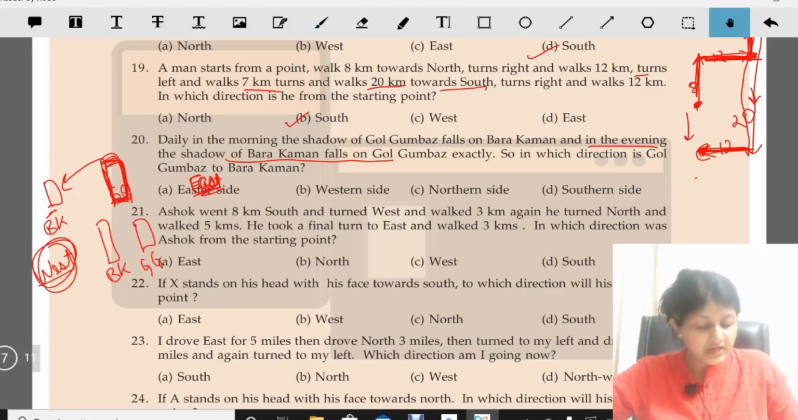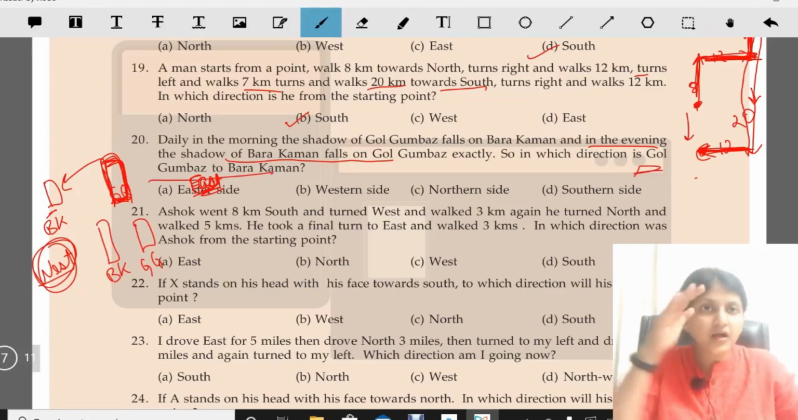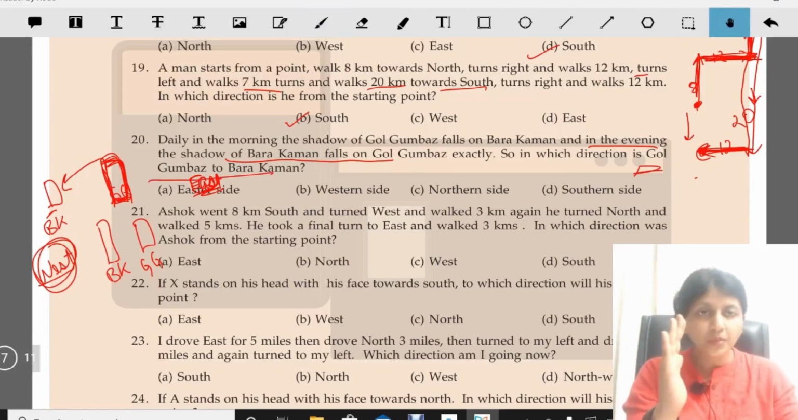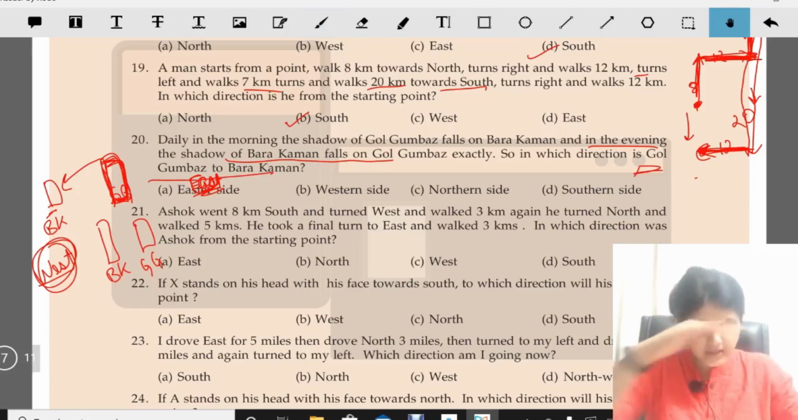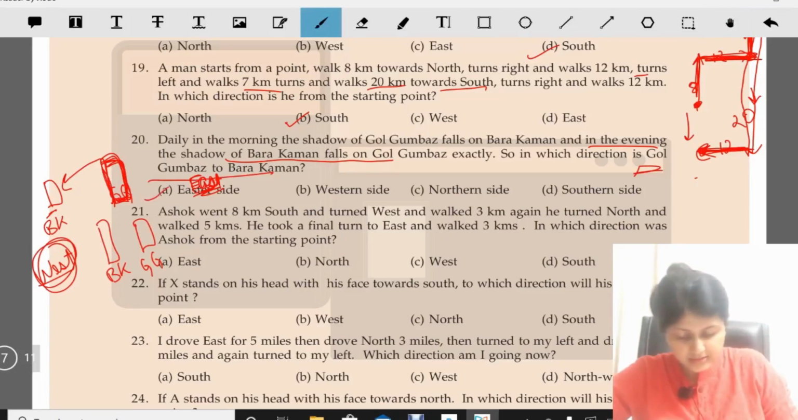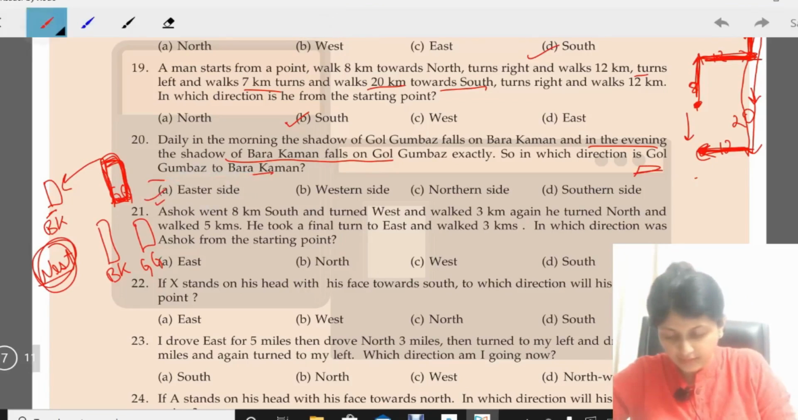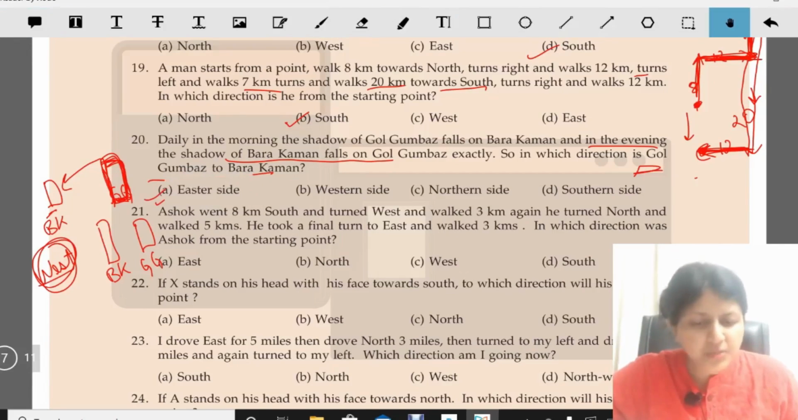So in which direction is Gol Gumbaz to Barakaman? Meaning, from Barakaman, in which direction is Gol Gumbaz? Obviously it is in the eastern side. Eastern side. Okay. Question number 20. It was a little logical.